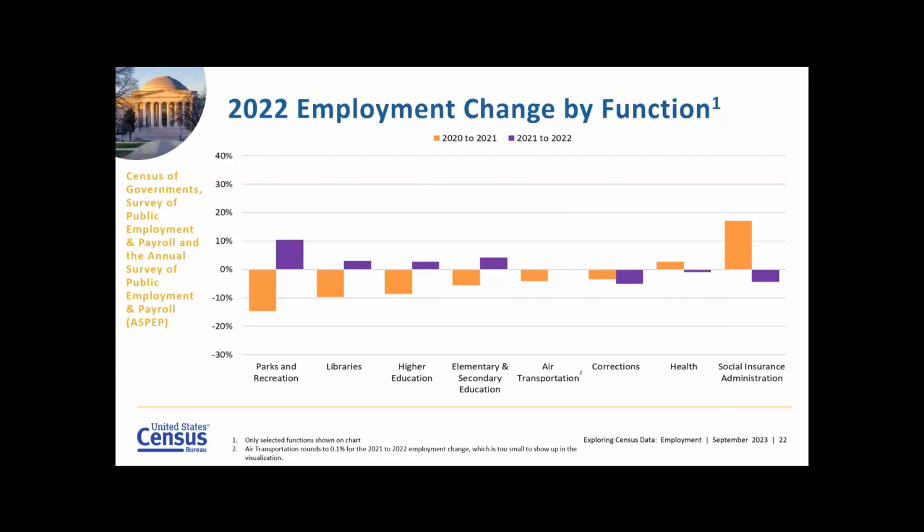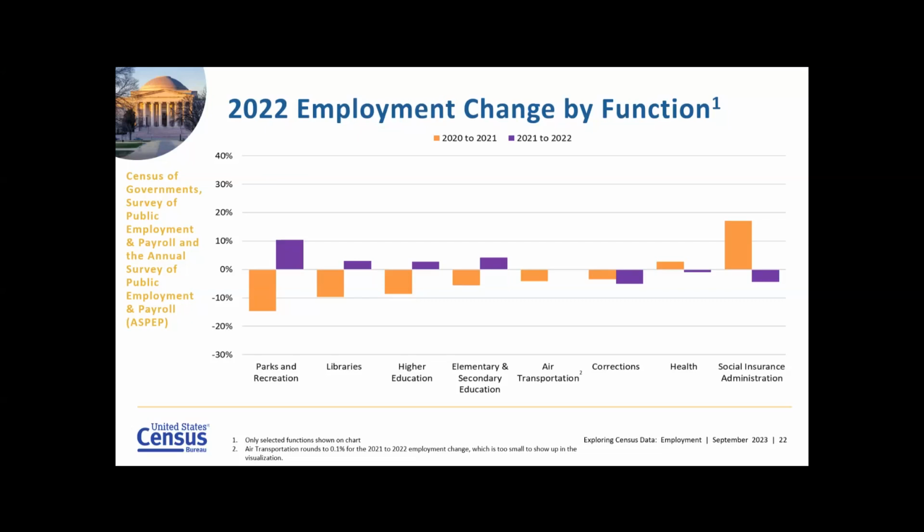Parks and Recreation, we can see had a large dip from 2020 to 2021, and then a partial rebound from 2021 to 2022. Libraries similarly had a pretty big dip from 2020 to 2021, and then a partial rebound from 2021 to 2022. Same deal with higher education, elementary and secondary education. Air transportation is a bit different in that it declined from 2020 to 2021 and then remained fairly static from 2021 to 2022. Corrections declined both years.